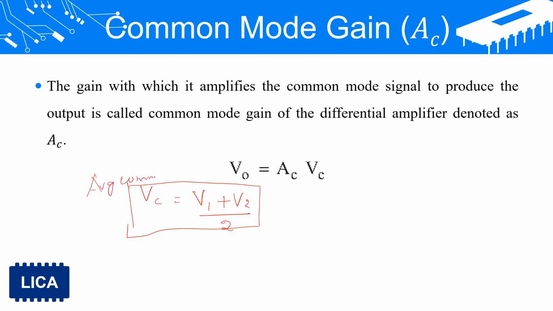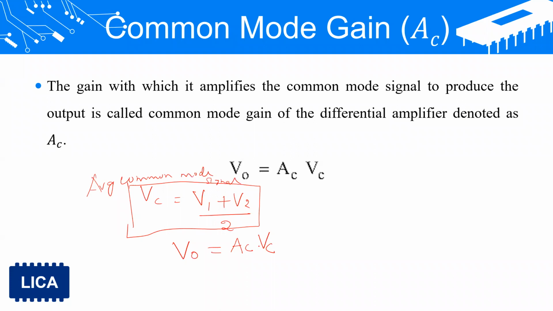Average common mode signal VC, so (V1 plus V2) by 2. Therefore, output voltage not only depends on difference gain, but also on the average, the common mode voltage. Thus, there exists some finite output for V1 equal to V2, due to the common mode gain AC in a practical differential amplifier.